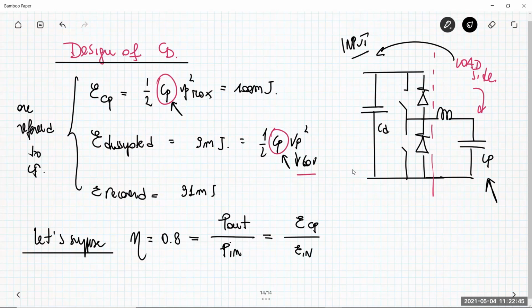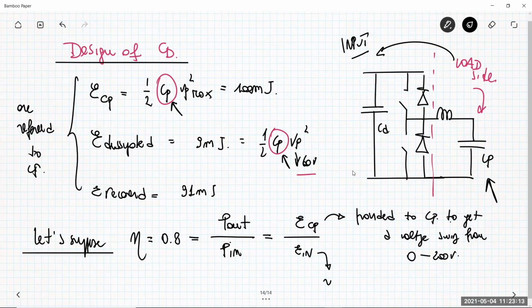Okay, so Cp is the energy provided to Cp to get a voltage swing from 0 to 200 volt. Okay, and this is the energy that is required at the input of my circuit for the same swing.